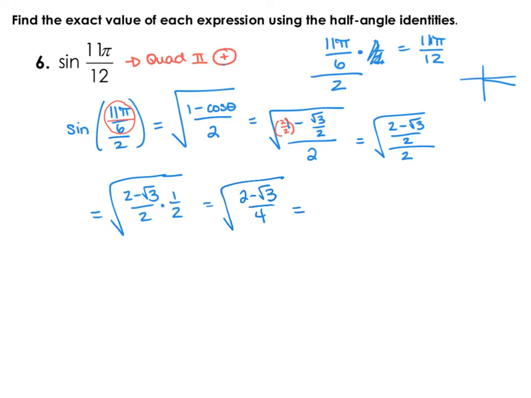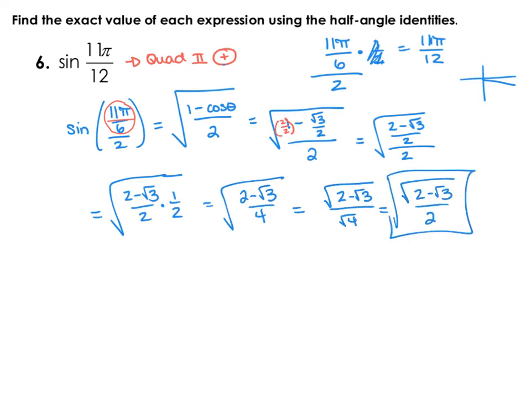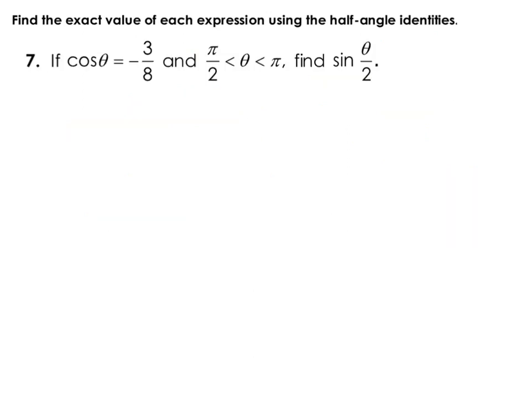When we have a radical over a fraction, we give it to both the numerator and the denominator. 2 minus the square root of 3 over the square root of 4. Simplify that, and we've got 2 minus the square root of 3 over 2. And that is going to be your final answer for number 6.